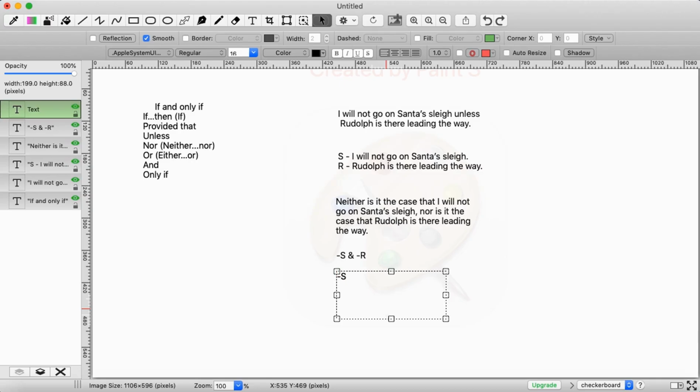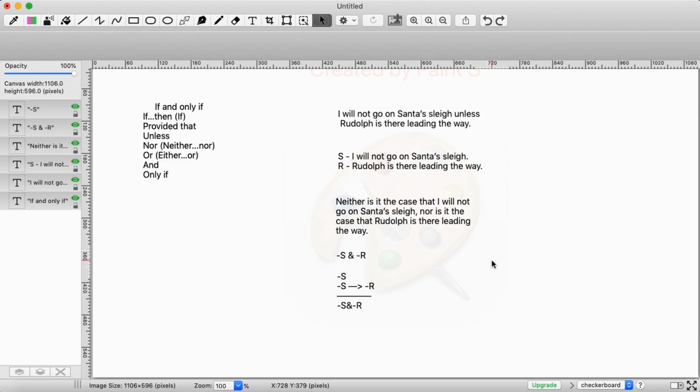You could even write something like this: negative S goes to negative R. Conclusion: negative S and negative R. This is saying negative. It doesn't mean this is always true, okay? I'm just giving an example. For this example, negative S goes to negative R. For whatever reason, if I go on Santa's sleigh, Rudolph is not there leading the way. Okay, that's what that means.